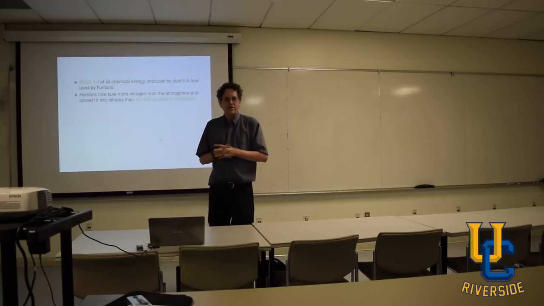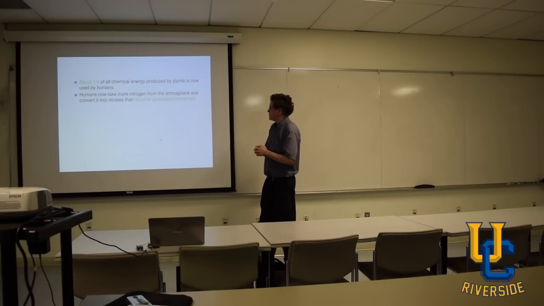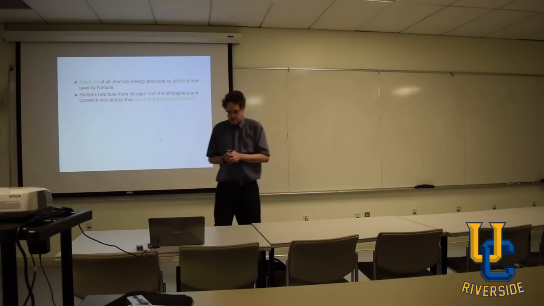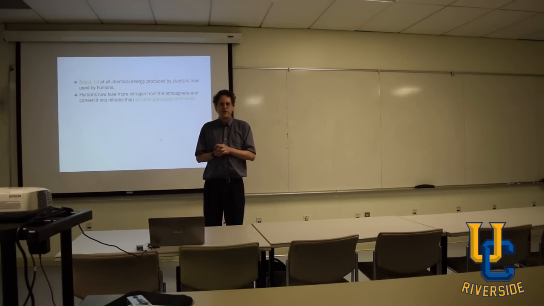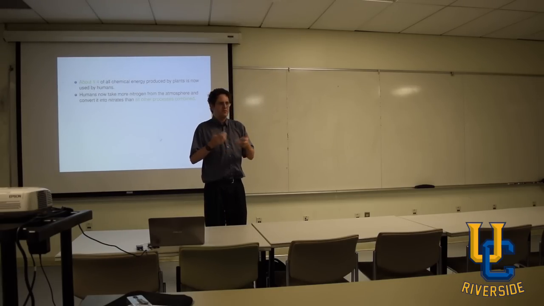We now take more nitrogen out of the air and convert it into nitrates than all other processes combined. So trees often have fungi in their roots which fix nitrogen. They take nitrogen from this inactive form from the air and turn it into nitrates, which then can be used.